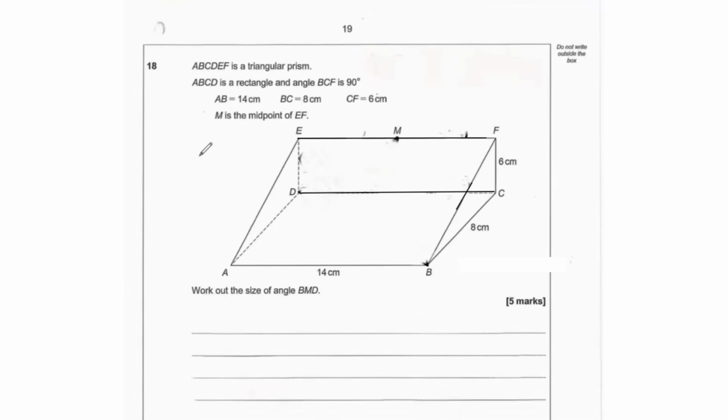For question 18, it says ABCDEF is a triangular prism. ABCD is a rectangle and angle BCF is 90 degrees. AB is 14 centimeters and BC is 8 centimeters, with CF being 6 centimeters. M is the midpoint of EF. Work out the size of the angle BMD.